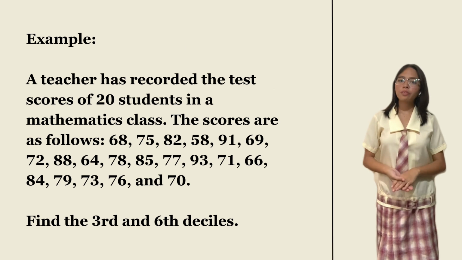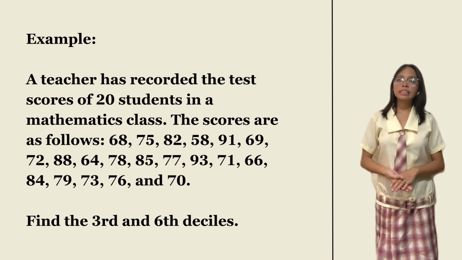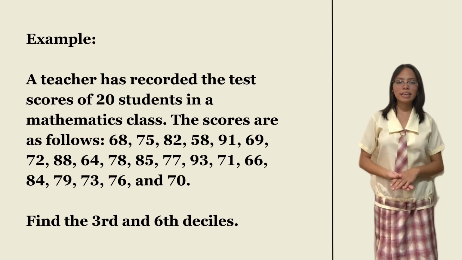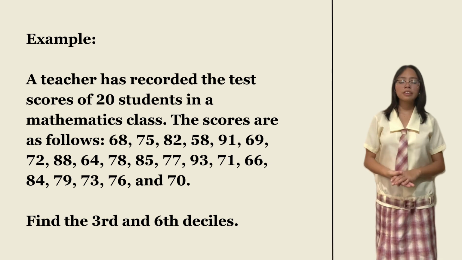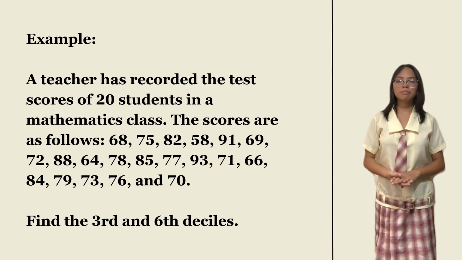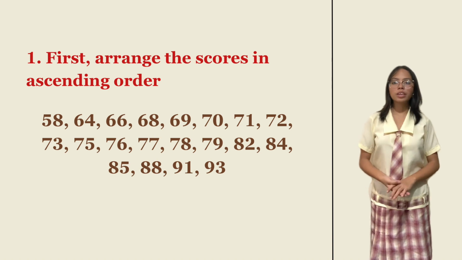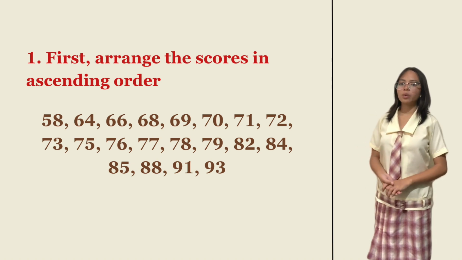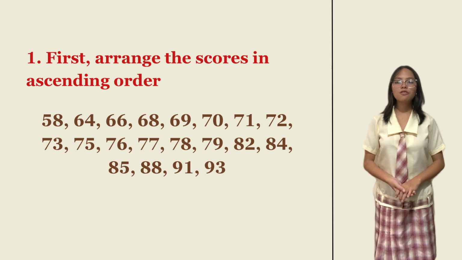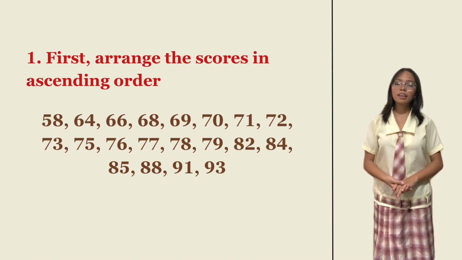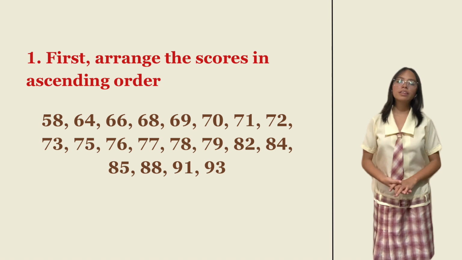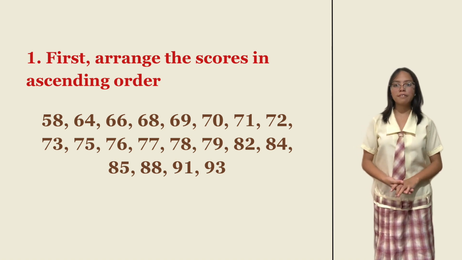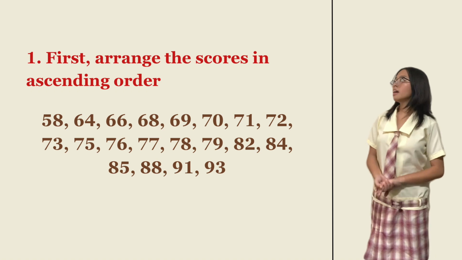Now let us try to solve this problem. A teacher has recorded the test scores of 20 students in a mathematics class. These are the 20 scores of the students. Now we need to find the third and the sixth decile. So our first step is we need to arrange the scores in ascending order. So we have the numbers 58, 64, 66, 68, 69, 70, 71, 72, 73, 75, 76, 77, 78, 79, 82, 84, 85, 88, 91, and 93.